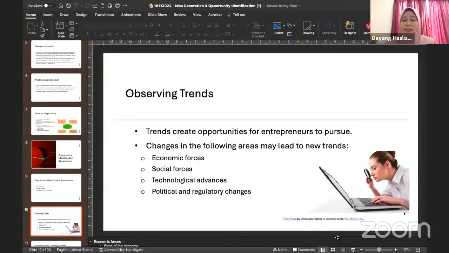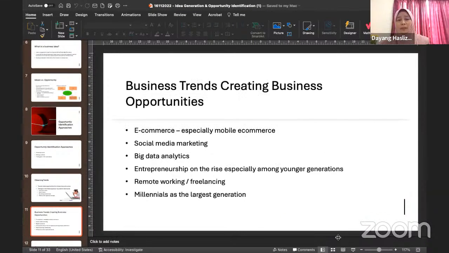And lastly, trends can also come from political and regulatory changes. For example, it's a bit of an old example, after 9/11, a lot of countries imposed regulations about terrorism and all that. So a lot of regulations were imposed, there were changes in the market and in how to do business, and so it becomes a trend. These are among the trends in the market.